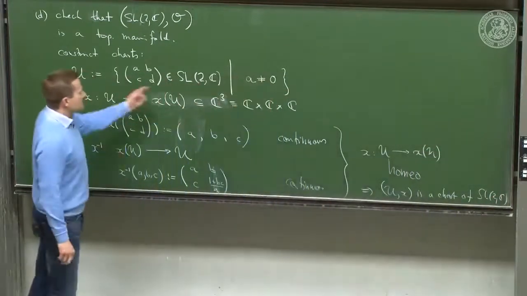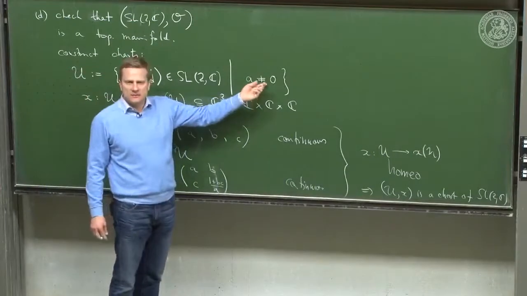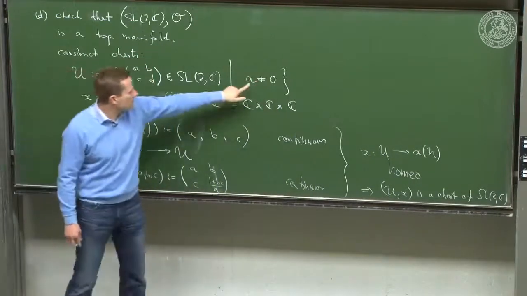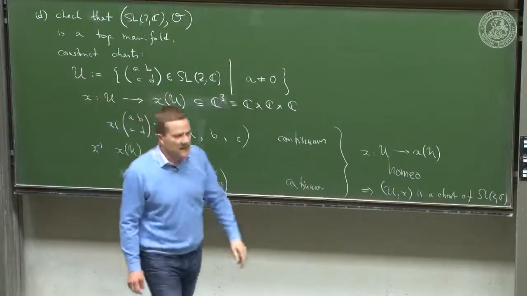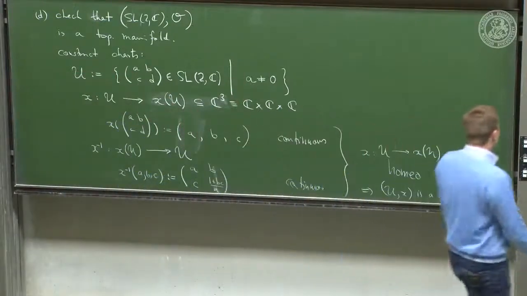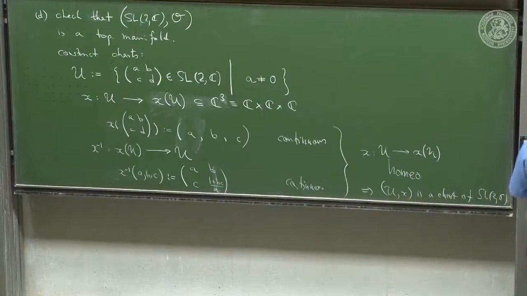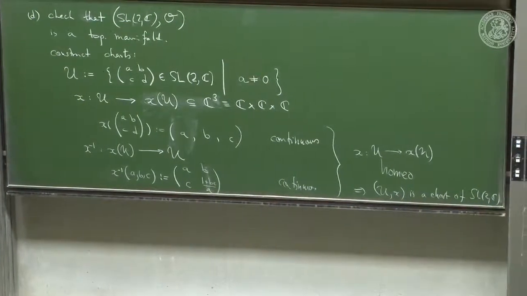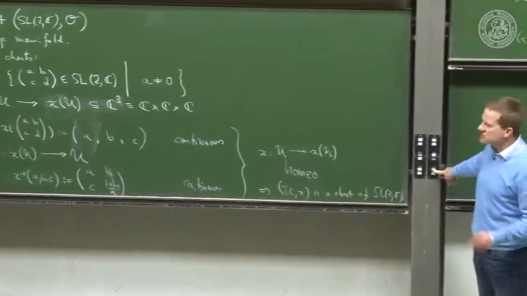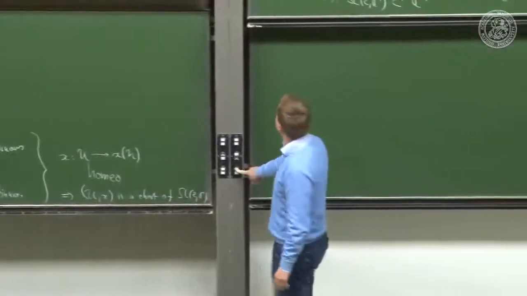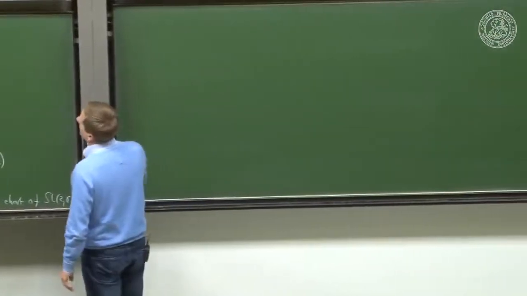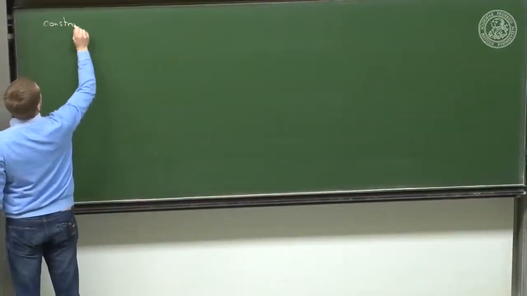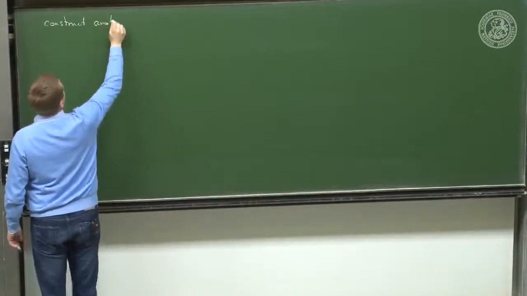But this chart doesn't cover all of SL2C, because there are a number of SL2C transformations, namely all those with A equals 0, they're excluded, right? So there is no other way but to construct at least one more chart, and let's see whether we can cover it, and it's really worth writing it down. Okay, so construct another chart.